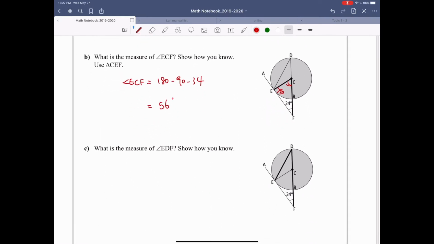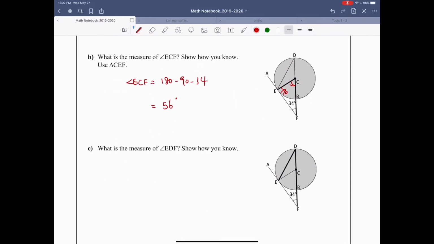Okay, what's the measure of EDF? EDF, this one here, we can use the inscribed angle, which is easier. We know that CF, this one, is 56. So they're sharing the same arc. This is the central, this is the inscribed. So that means it's 56 divided by 2, which is 28 degrees. Okay?